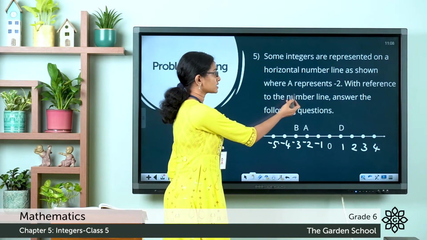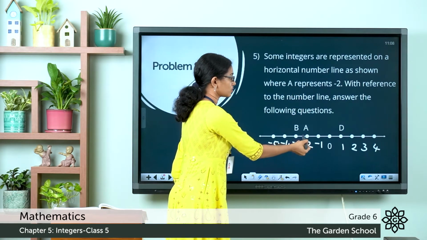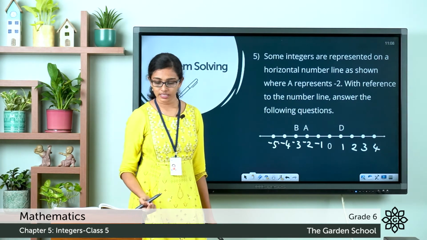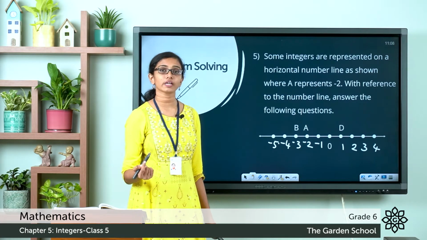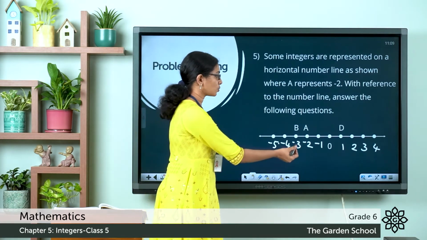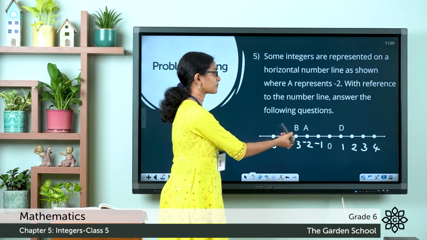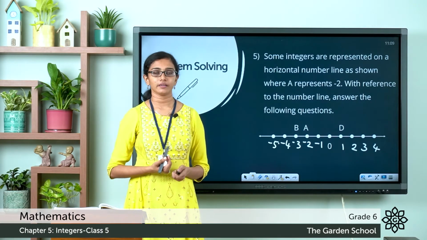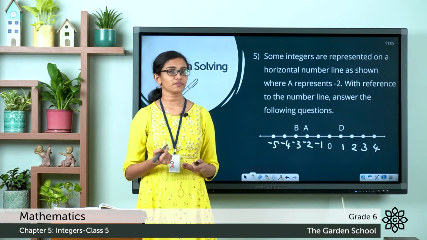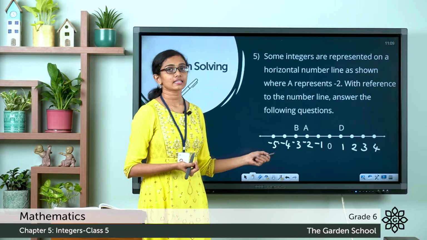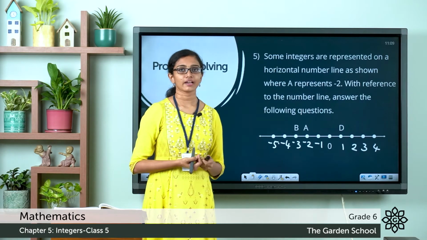So in the question, A represents minus 2. And the first question asked here is which point represents minus 3? So which is that point? Minus 3 is represented by the point B. So similarly, go to the rest of the questions given there and answer them based on the number line.